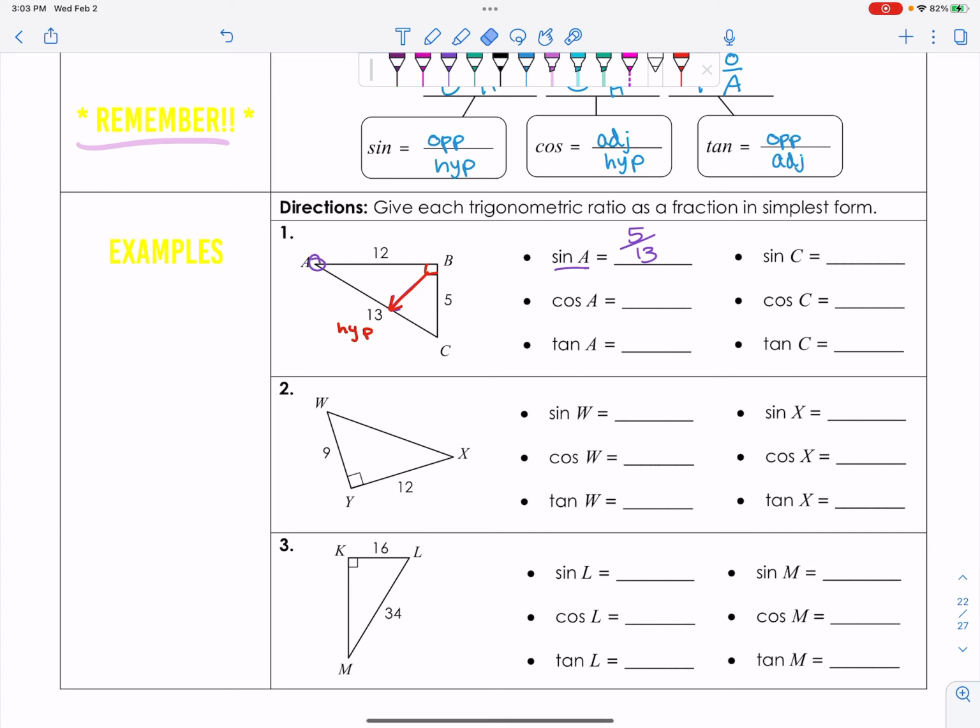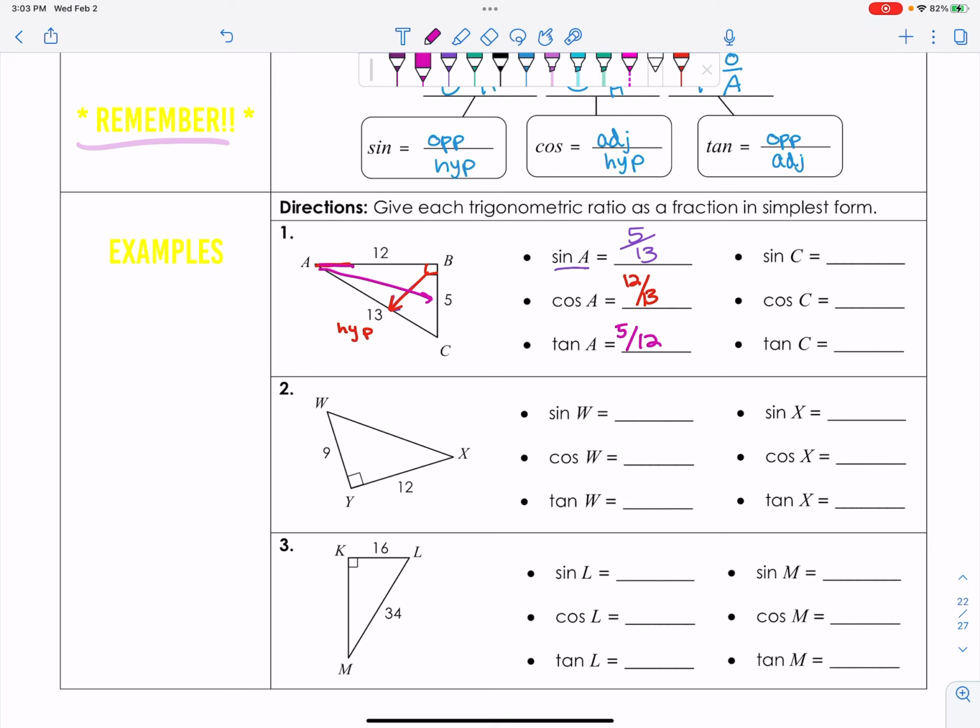Next, the cosine of angle A. Cosine is the side adjacent, so touching angle A, which would be 12 over my hypotenuse, which is 13. We also want to double check that none of our fractions can be reduced. Next up, the tangent of angle A. Tangent is opposite, which is 5, over the adjacent, which is 12. Still not reducible. That's fine. We can leave it like that.